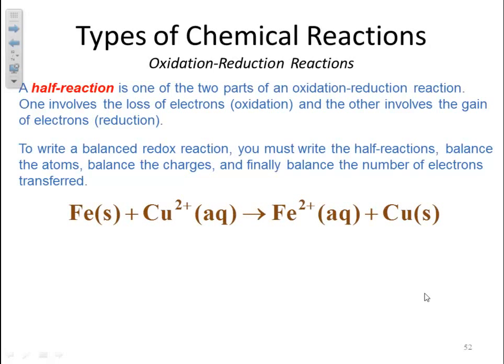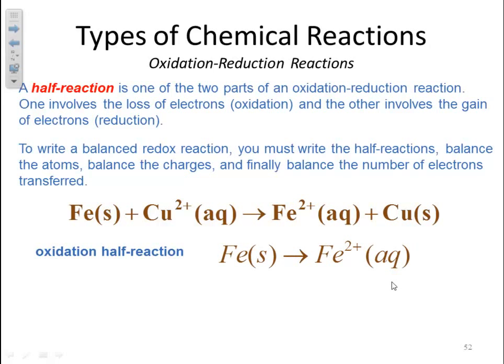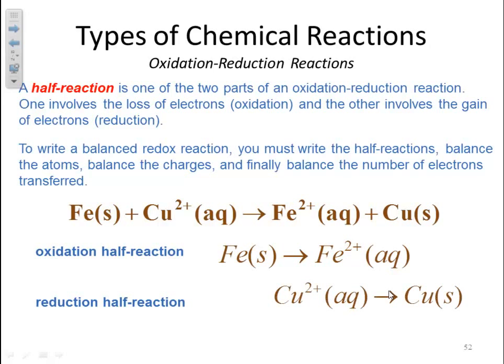So getting back to our net ionic equation here, we need to figure out what's being oxidized and what's being reduced. The oxidation half reaction would be iron solid going to iron 2+. The reduction half reaction will be copper 2+ going to copper solid. You have iron increasing in oxidation state and copper decreasing in oxidation state. Next thing is to make sure that your atoms are balanced. This is a simple example, so yes, the atoms are already balanced: one iron, one copper, one copper.